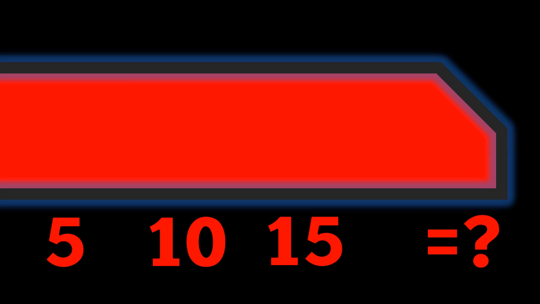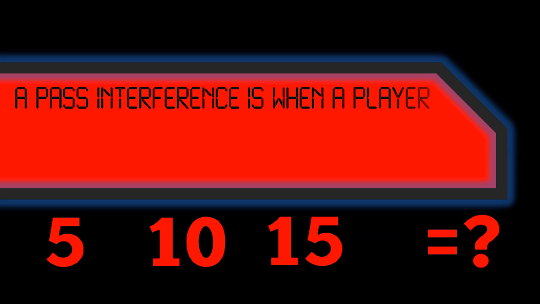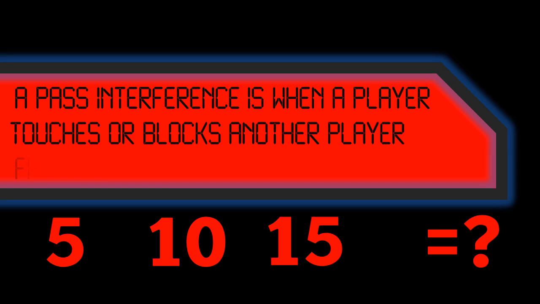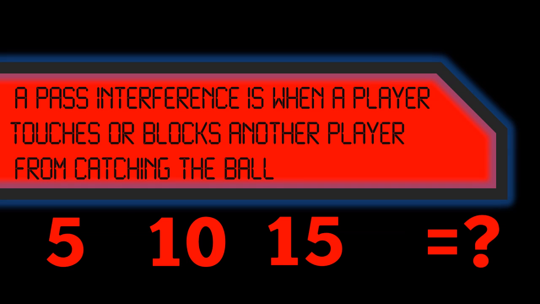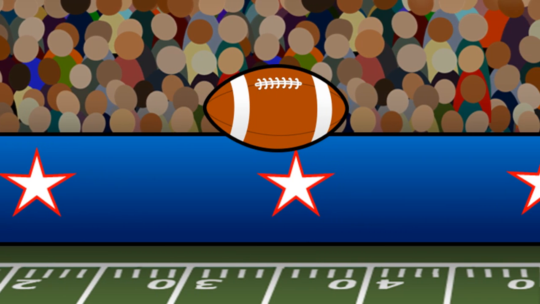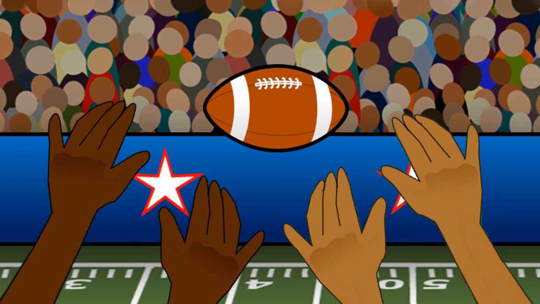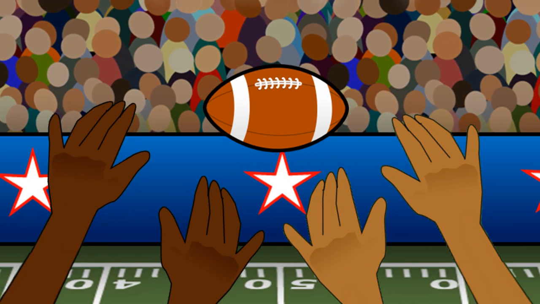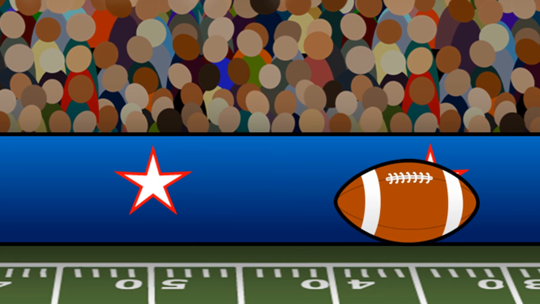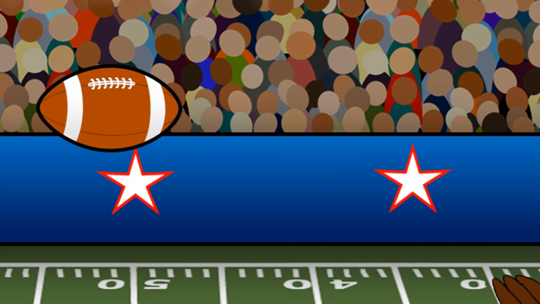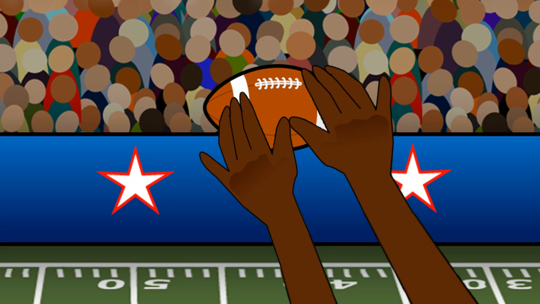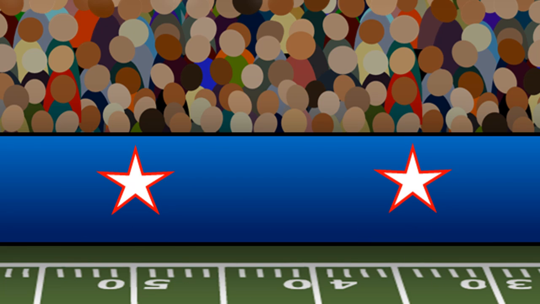A pass interference is when a player touches or blocks another player from catching the ball before the player has touched the ball. In American football, once the ball is thrown, everyone on the field has an opportunity to catch it. Impeding a player from catching the ball is a pass interference. Once the ball is touched by a player, pass interference is no longer valid, and the player attempting to catch the ball is open to a big hit. The team that did not commit the penalty has the right to decline the penalty.